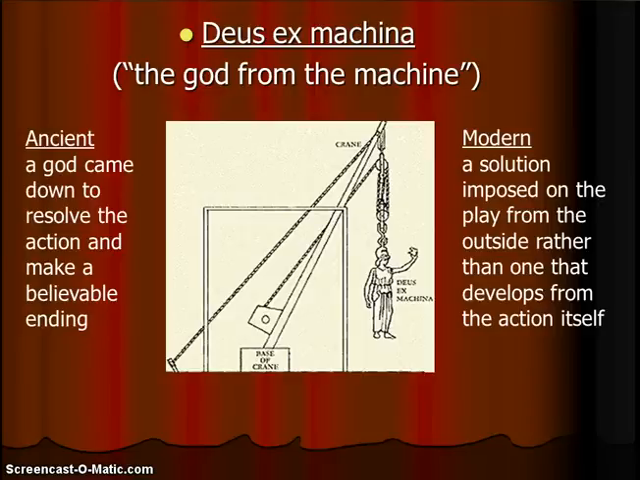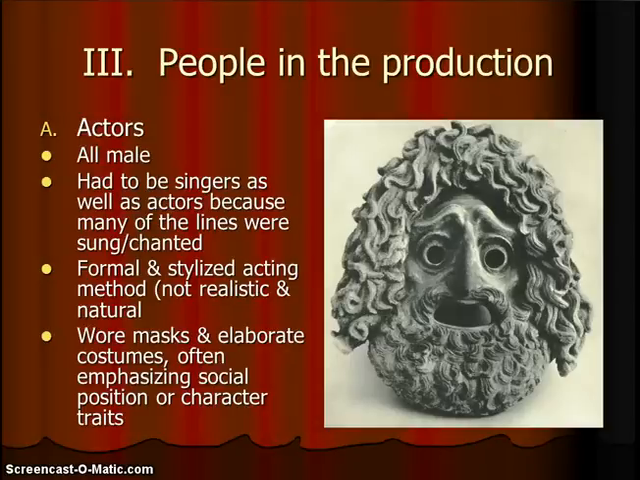In more modern times, it means that there is a solution that's imposed on the play from the outside, rather than one that develops from the action of the plot itself. So the term deus ex machina is still used today to indicate something that is imposed from the outside rather than to make sense of the plot, to make the plot wrap up, instead of revealing it through the plot itself.